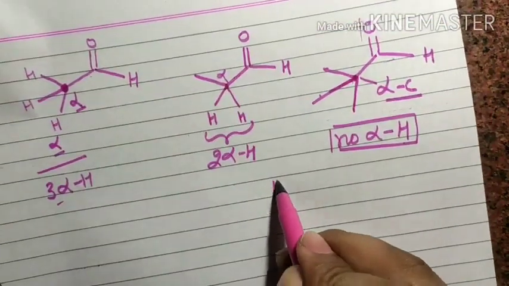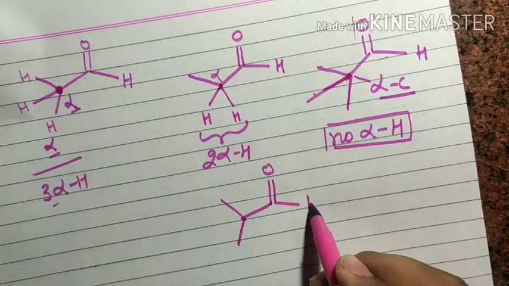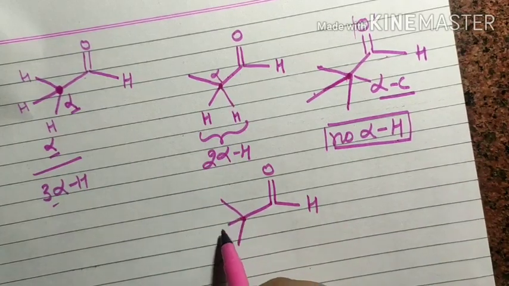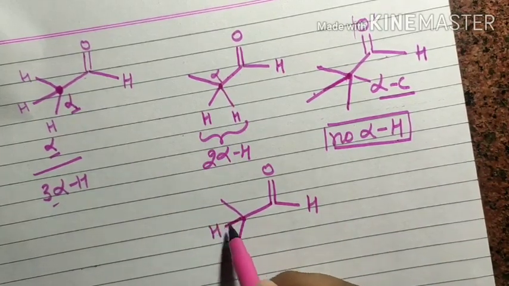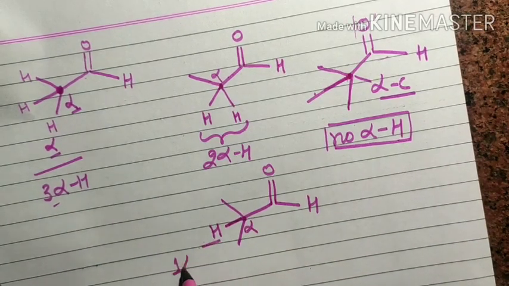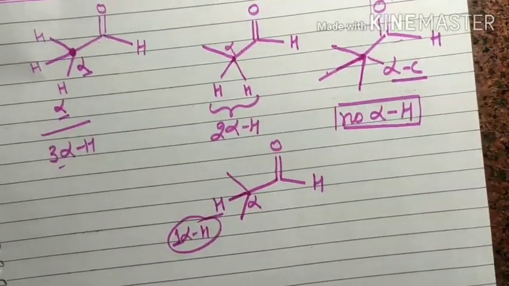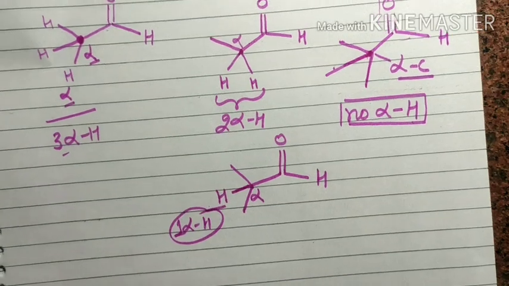For a further example, in this molecule one hydrogen is present. So this is the alpha carbon and this is 1 alpha hydrogen. I hope you understand how to count the alpha hydrogen in an aldehyde, and in a ketone it is similar.